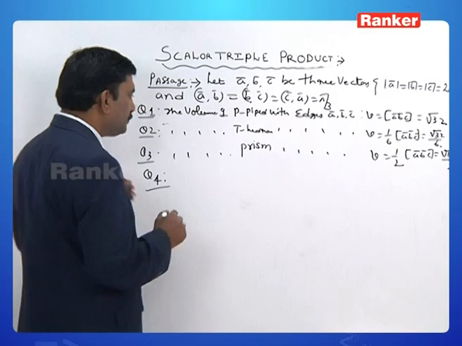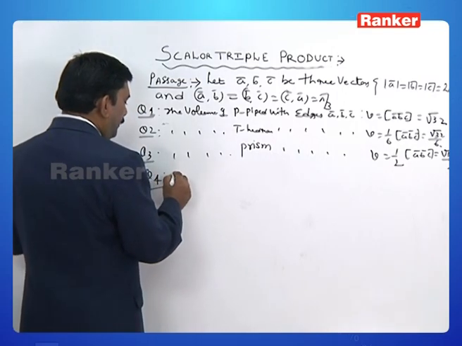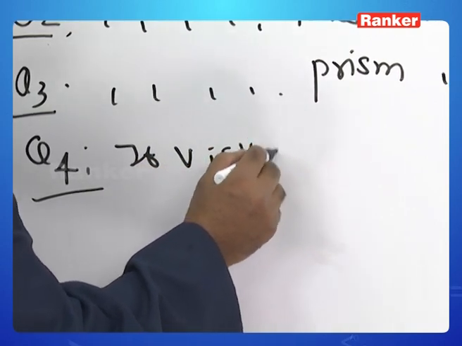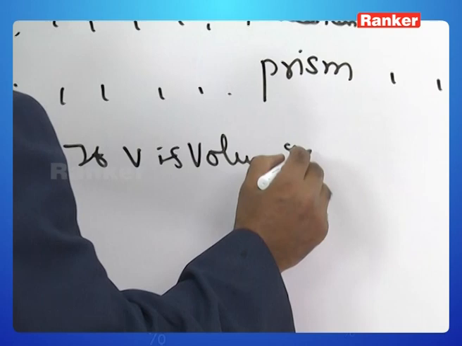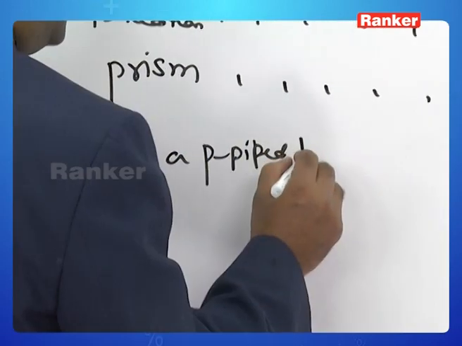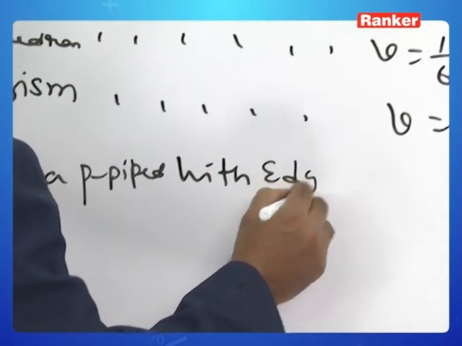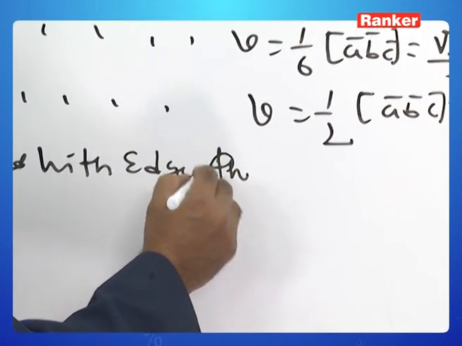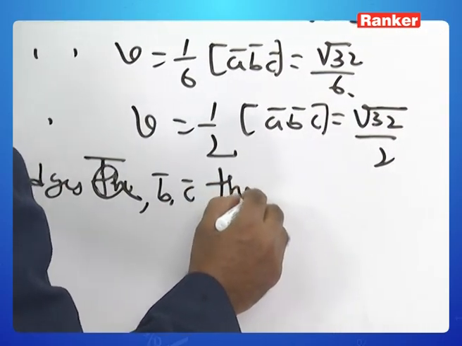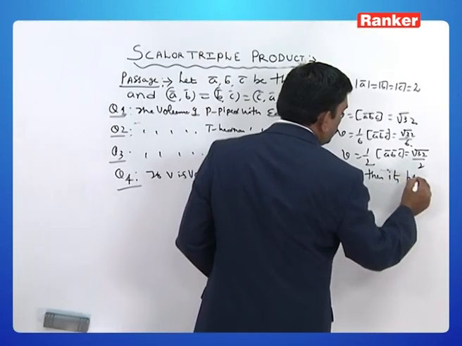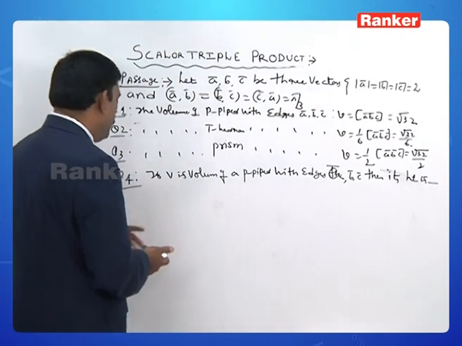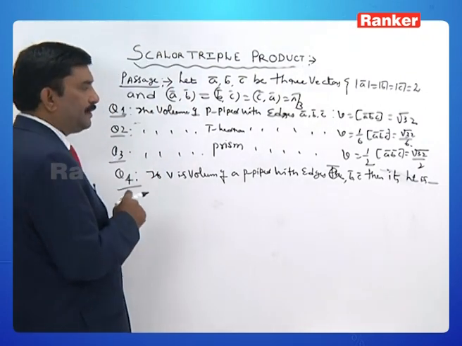I want, if V is the volume of a parallelepiped with the edges A bar, B bar, C bar, then its height is dash.